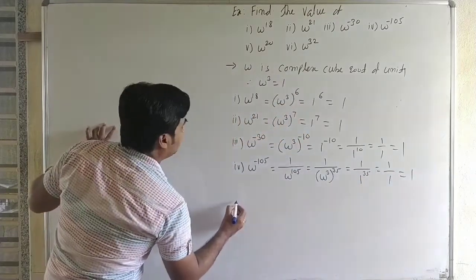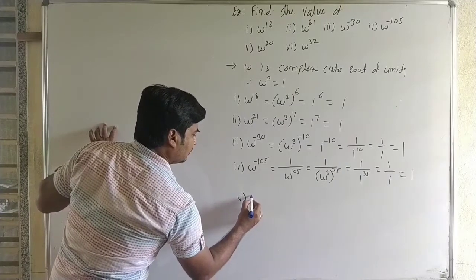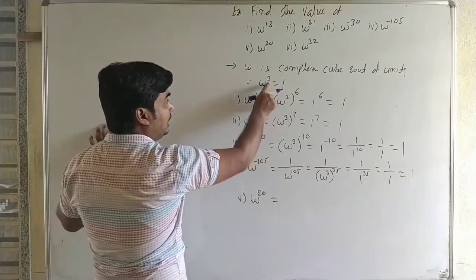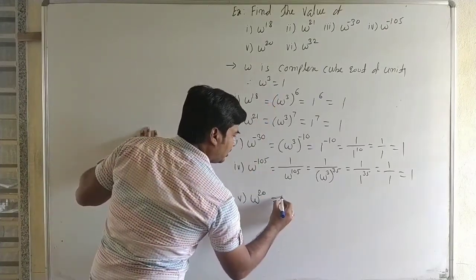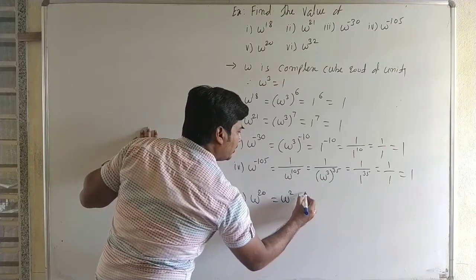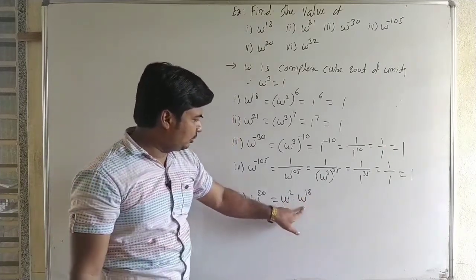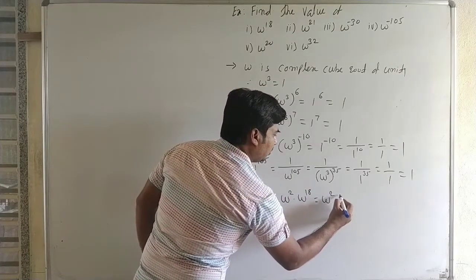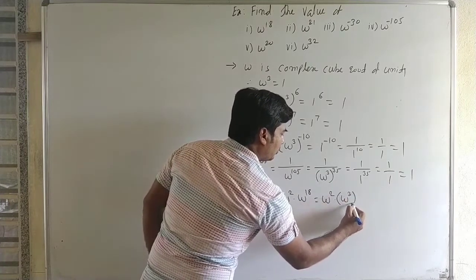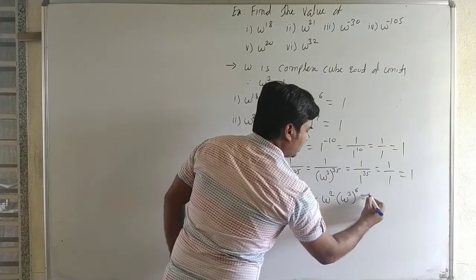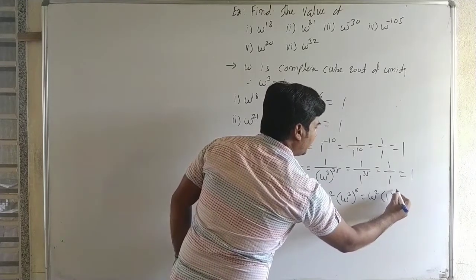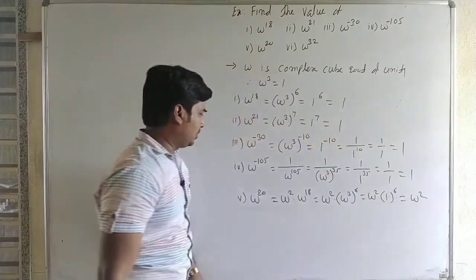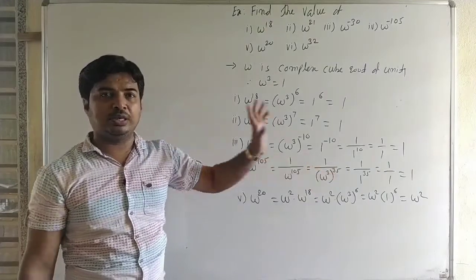Now it is the fifth, omega to the power 20. 20 is not divisible by 3, therefore we can write omega square into omega to the power 18. Now omega square as it is into omega cube to the power 6, then omega square into 1 to the power 6, and 1 to the power 6 is 1, therefore it is omega square. Therefore the value of omega to the power 20 is omega square.